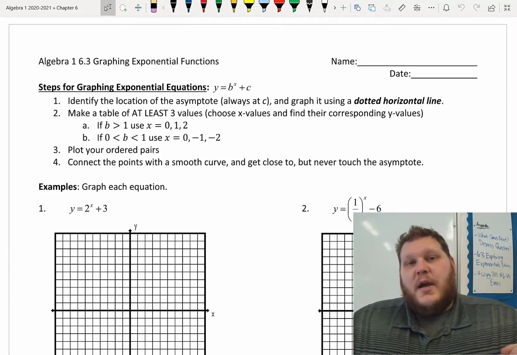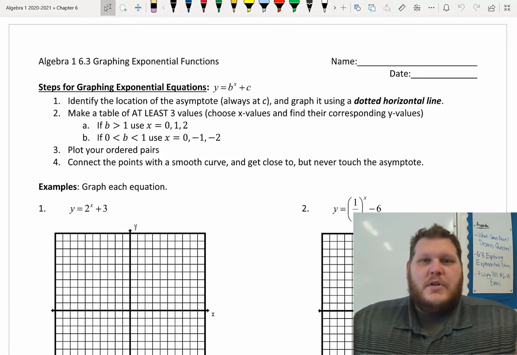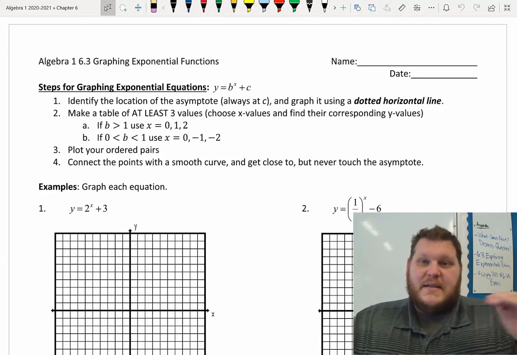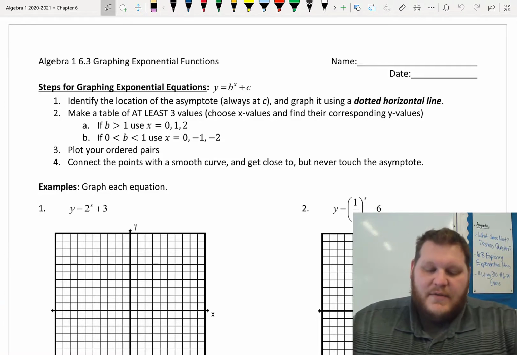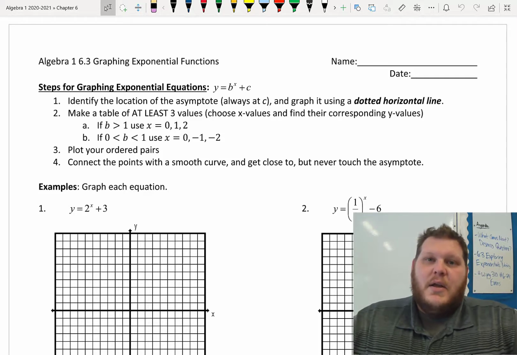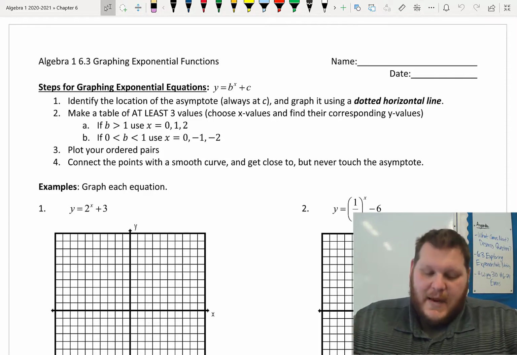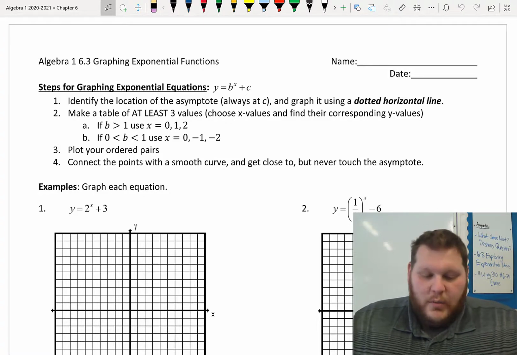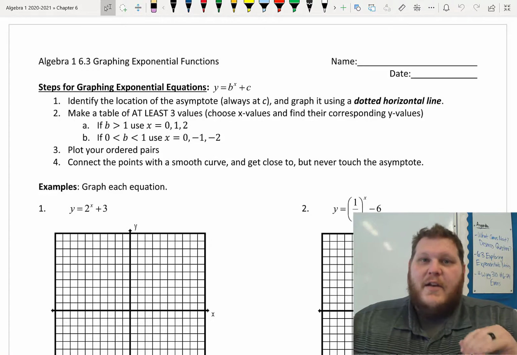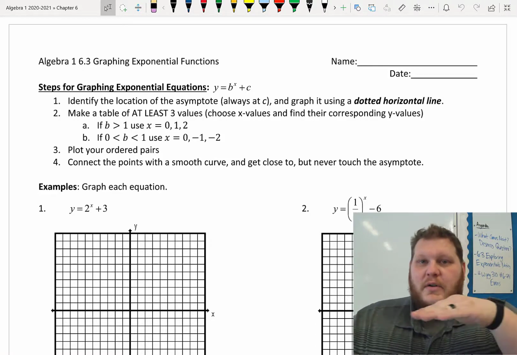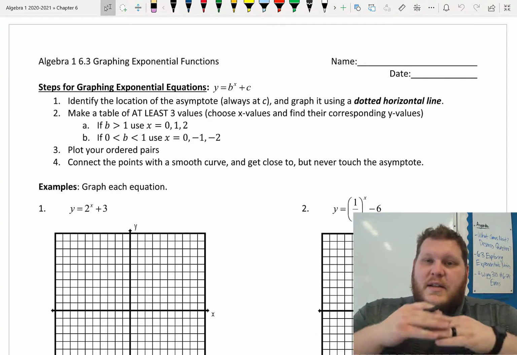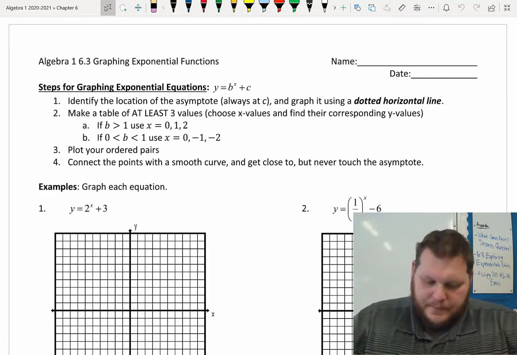And we saw with the two graphs we did yesterday, the first one was just 2 to the x power, and that asymptote happened at 0. And then when we had 2 to the x power plus 3, my asymptote ended up getting shifted up to positive 3. So that c value, if I have something that is added or subtracted from my exponential term, from that b to the x power, whatever c is, that's where that asymptote happens. So when we start graphing these, we're going to start by identifying where that c value is, and we're going to graph our horizontal dotted line at that value, because that's going to tell us a lot of information that we know is going to be where my graph approaches.